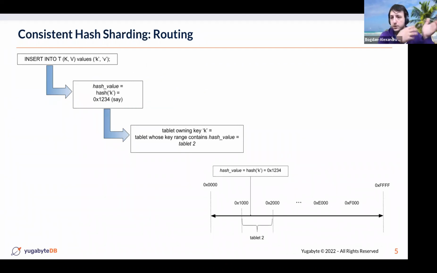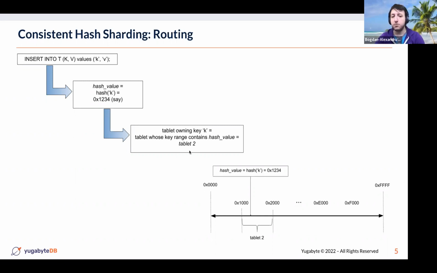We look at key K, which is the primary key. We apply a hash function, some internal function that YugabyteDB uses for this, and we generate a hash key within a particular space. I'll talk about the space in a bit more detail afterwards. So let's say that you get key 1, 2, 3, 4. Now we look at all the shards we have in the system and we try to figure out which range does this hash key actually belong to.